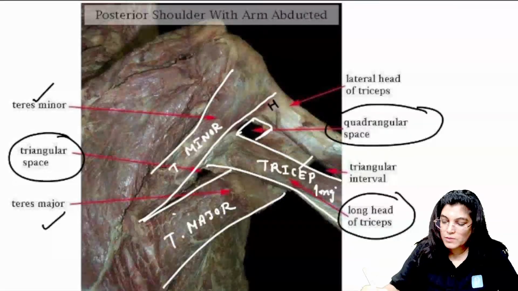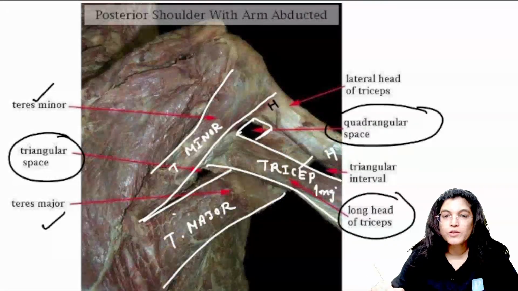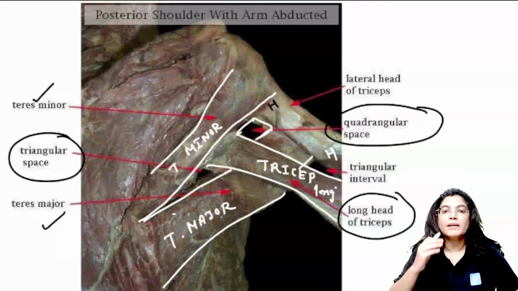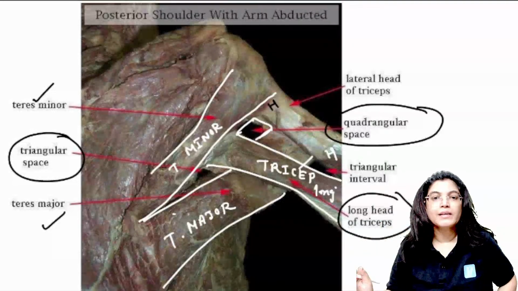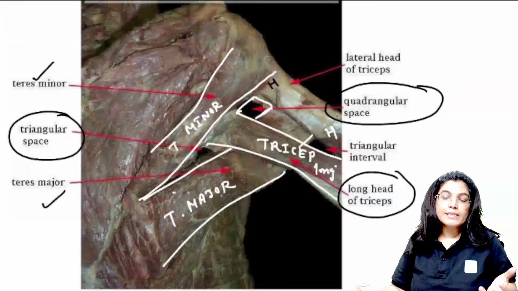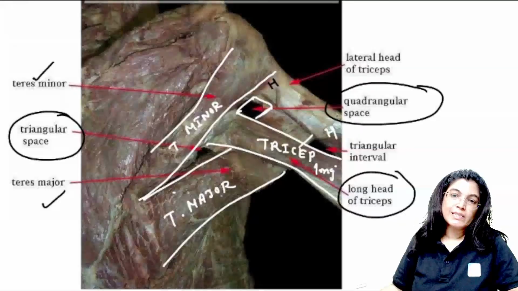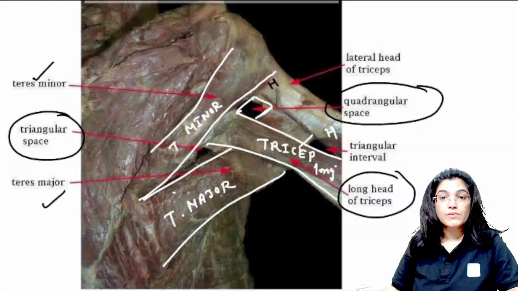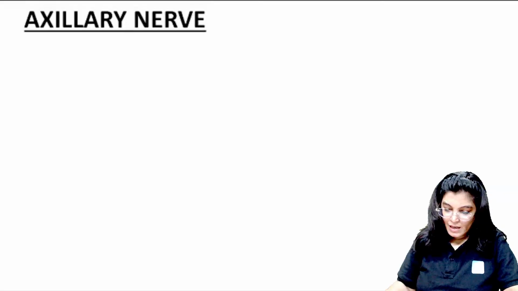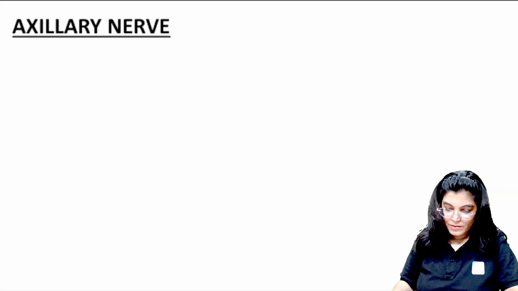The lower triangular space is bounded by the humerus bone shaft laterally, by teres major above, and medially by the long head of triceps. So this is how the scapular region looks on posterior dissection. You can identify the quadrangular space and the upper and lower triangular spaces, and you can also visualize the structures traversing through them. Done with this. Now the next topic is the axillary nerve.